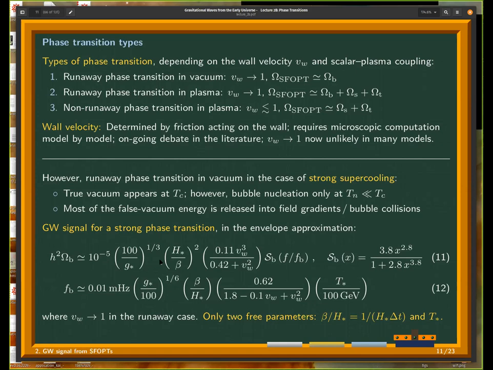Tomorrow we'll talk about cosmic defects, in particular cosmic strings, and then during the final lecture I will talk about NANOGrav. In that lecture, I will also not have that many equations. The last lecture will be mostly figures and plots of NANOGrav and possible explanations. Okay, thank you very much, and see you tomorrow.